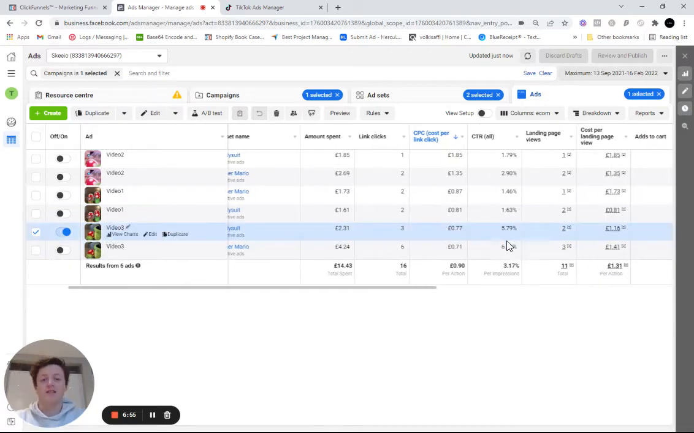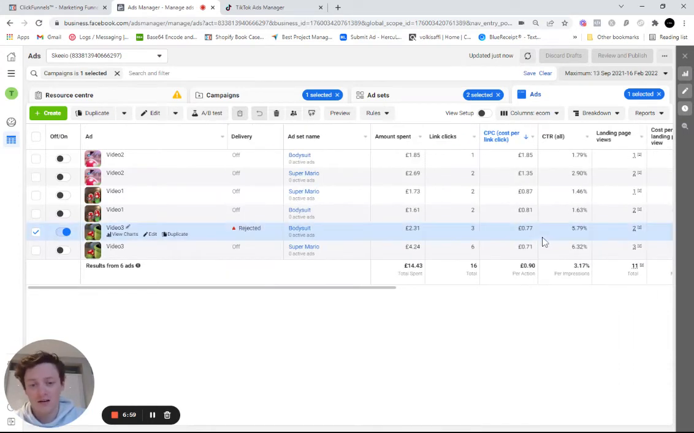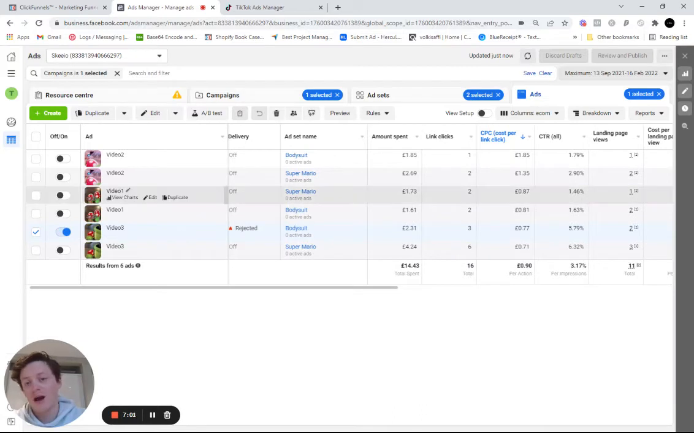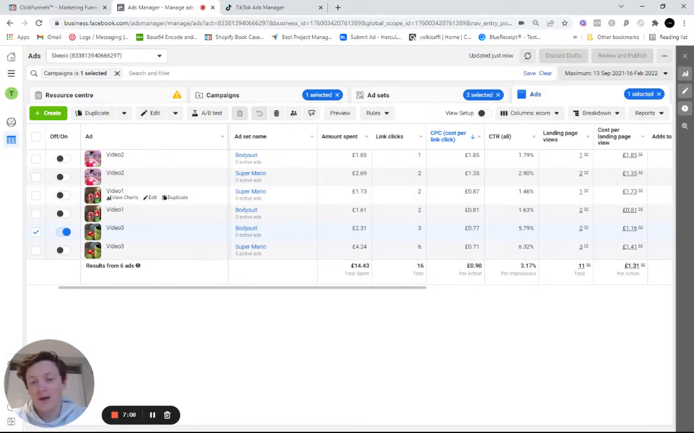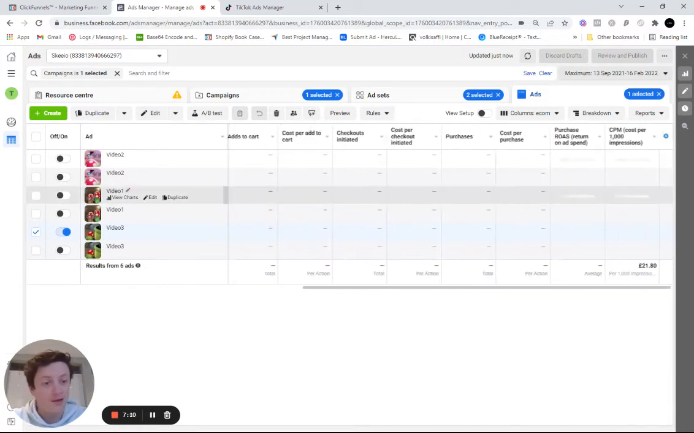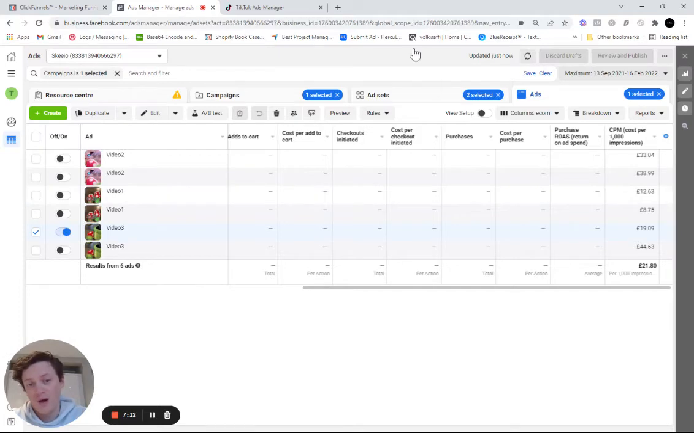But you can see 77 pence cost per click, almost a 6% click-through rate, but we weren't getting any add to carts on this ad set. And you can see on these two ad sets alone, we spent £7 each, so about £14. And at this point, I basically just wasn't going to let it run. And also the CPMs were quite high.